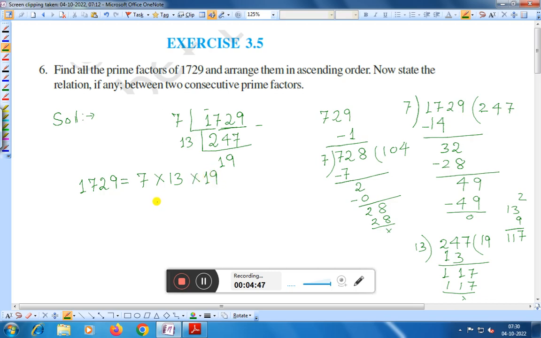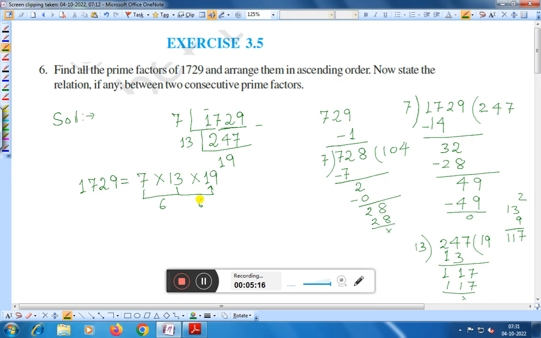Now, state the relation, if any, between two consecutive prime factors. After 7 we get 13. What is the relation between them? And after 13 we get 19. Here you see the difference between 13 and 7 is 6, and the difference between 19 and 13 is also 6. This is the relation between the prime factors.